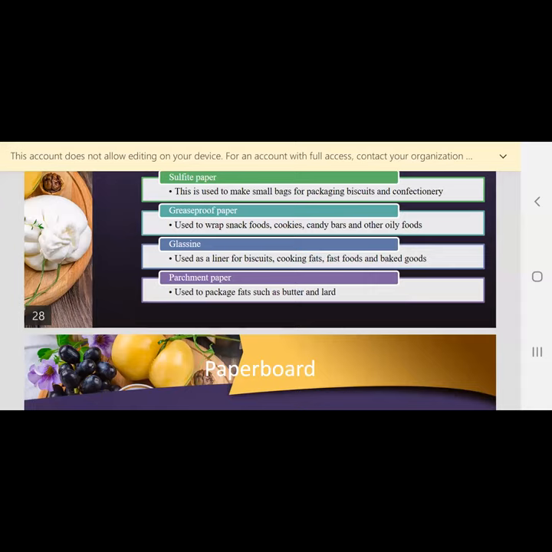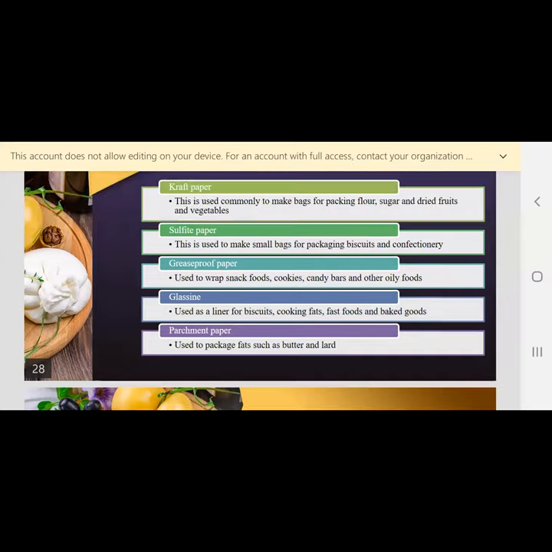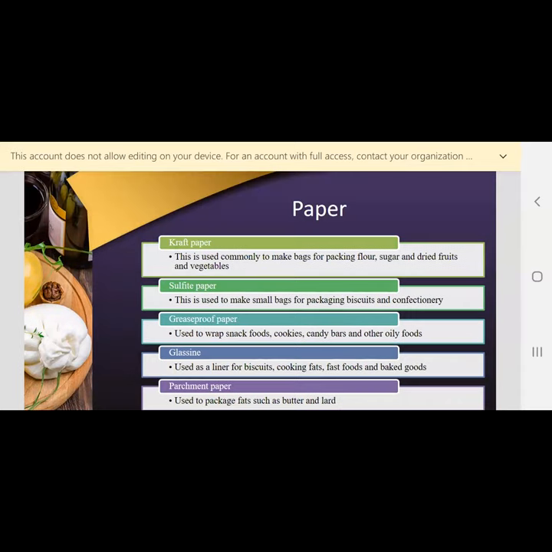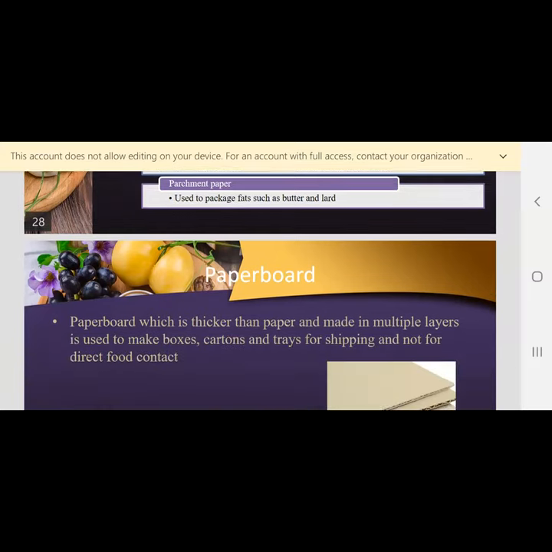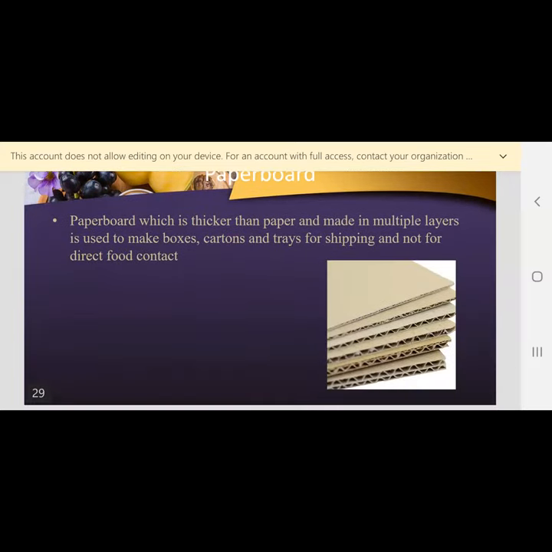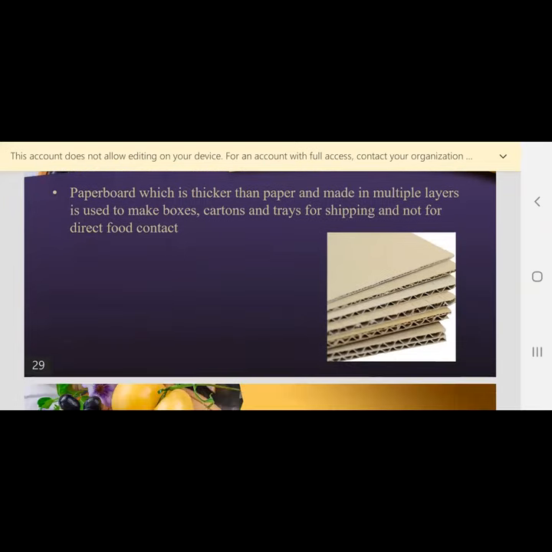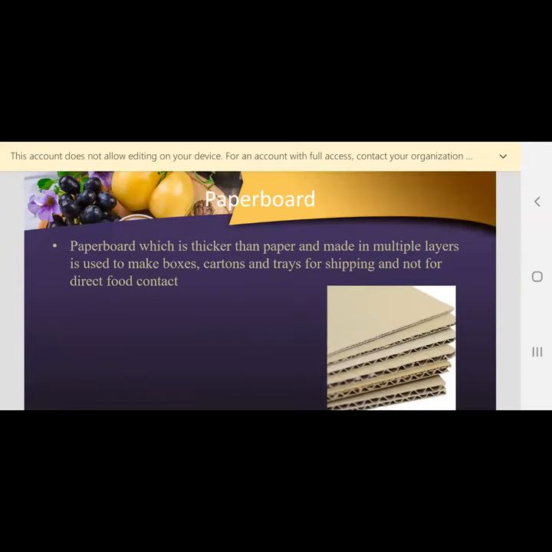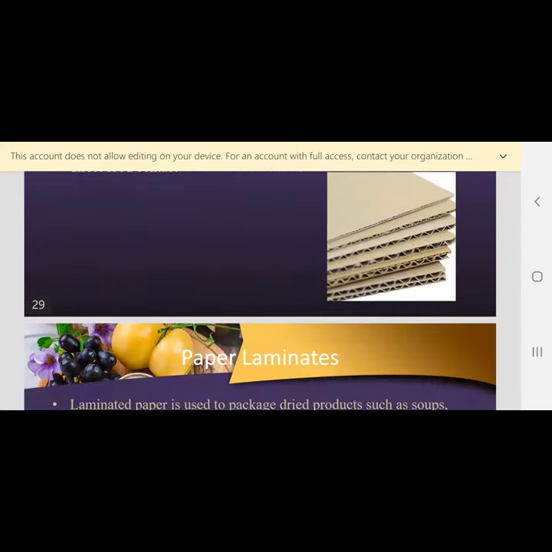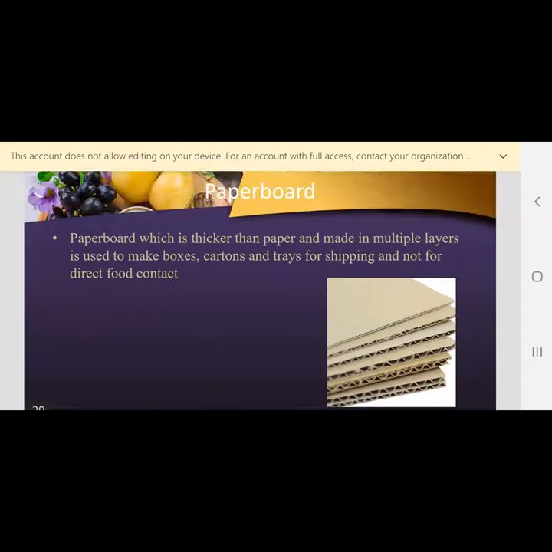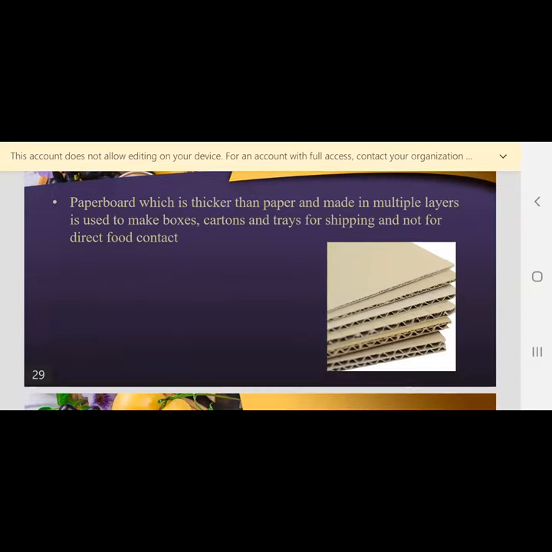Inside the Amul 100 gram, 200 gram paper packaging, you will find a white and blue combination paper. That is basically parchment paper, or commercially we also call it butter paper. The paper board, we all know, is multiple layers of paper, and it is made using basic fluting technology. It gives us a tertiary packaging component, or you can say secondary. It is used for holding the primary packages.